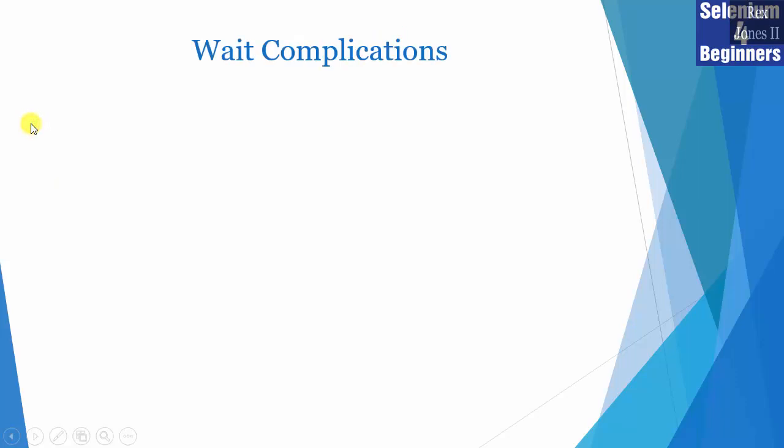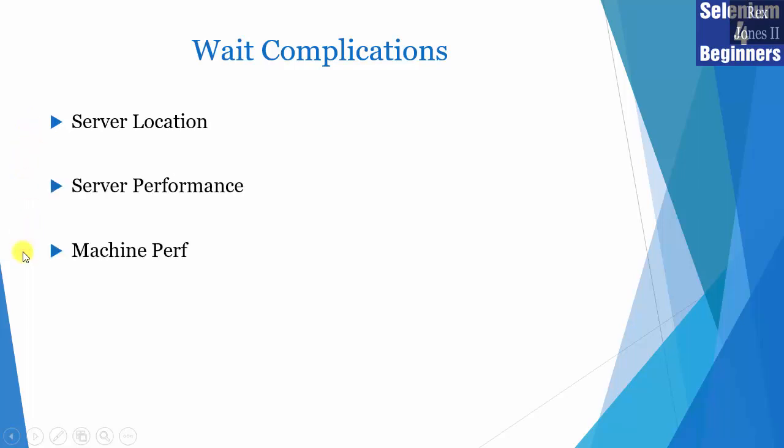Wait complications are outside components that cause problems with our test script. Some of those outside components are server location, server performance, machine performance, and JavaScript engine performance. Network is not in this list, but it's another outside component that causes wait problems. Server location causes wait problems because the information has to travel. Information travels to the server location, then it travels all the way back from the server location.